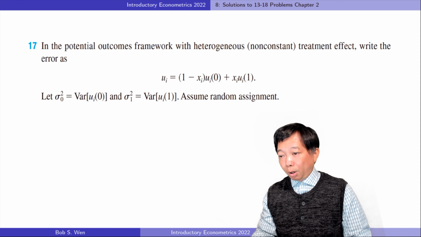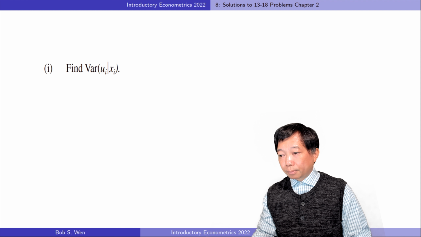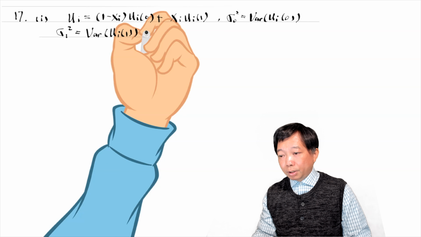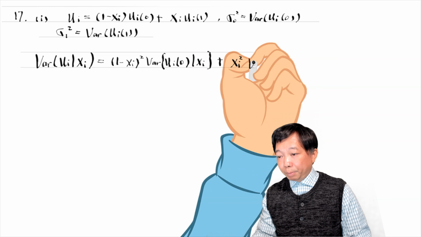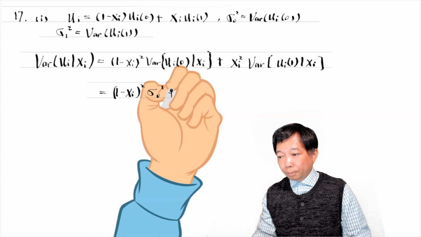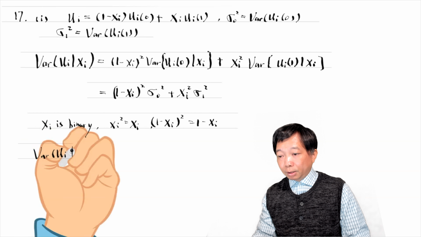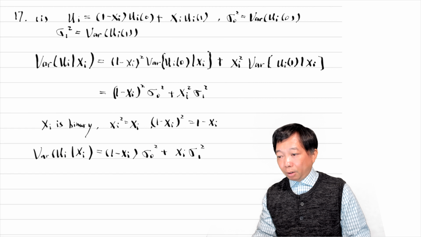Now we reach problem 17. We can write the error term as the weighted average. The first question is to find the variance of the error term conditional on x. We can write out the variance into two terms because the covariance term is 0 under the zero conditional mean assumption. We simplify the squared terms, and then we can write the conditional variance as a weighted average of the variances from the two different states of the world.